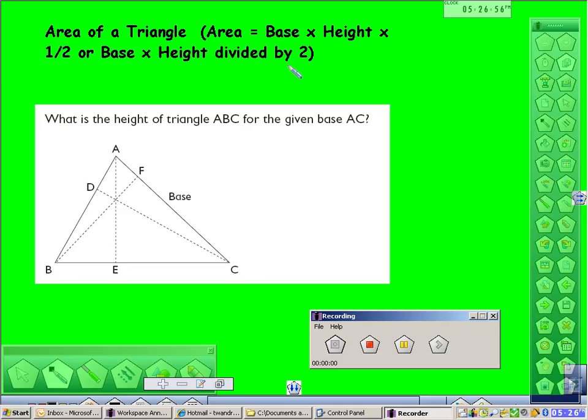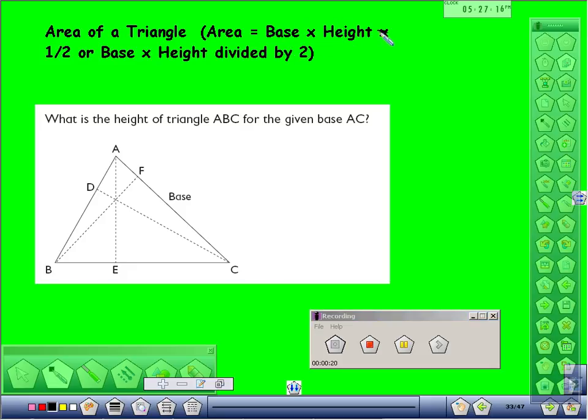Now I tell the kids there's a few ways that you can actually find the area of a triangle. I put the formula up here, and I don't want to confuse anybody. So basically, the area of a triangle is base times height divided by 2. I couldn't do a divide by sign, so I'm just going to draw one right here. Divided by 2. So you go base times height divided by 2.